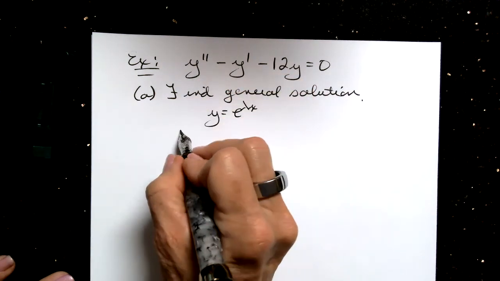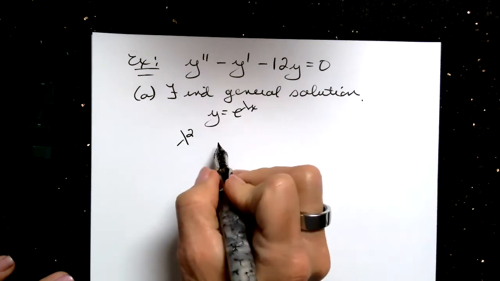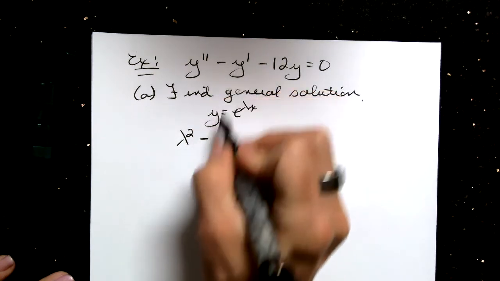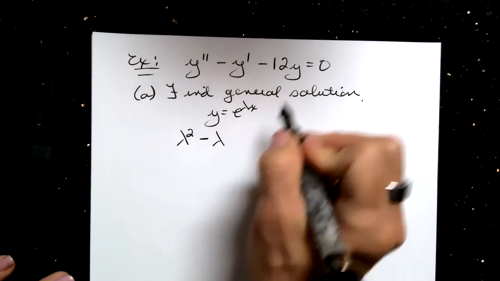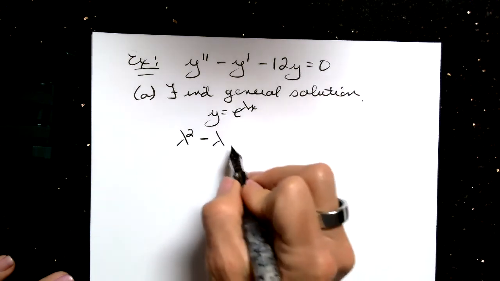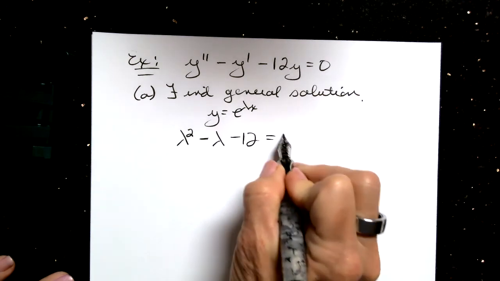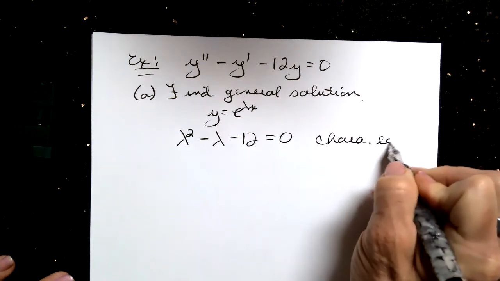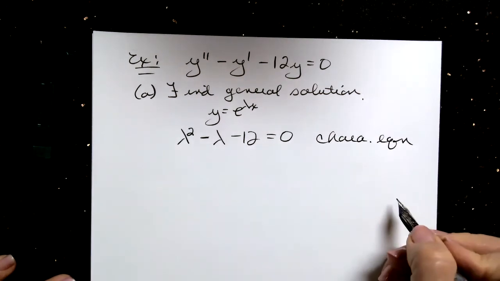So the second derivative becomes the second power of lambda. Then you put the same sign, then the first derivative becomes the first power of lambda, and the 0th derivative is the 0th power of lambda. Okay, so that's our characteristic equation for this problem, for this example.